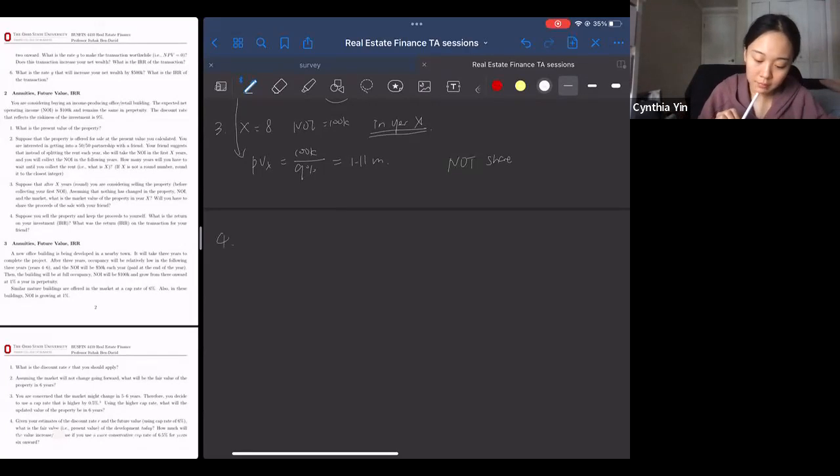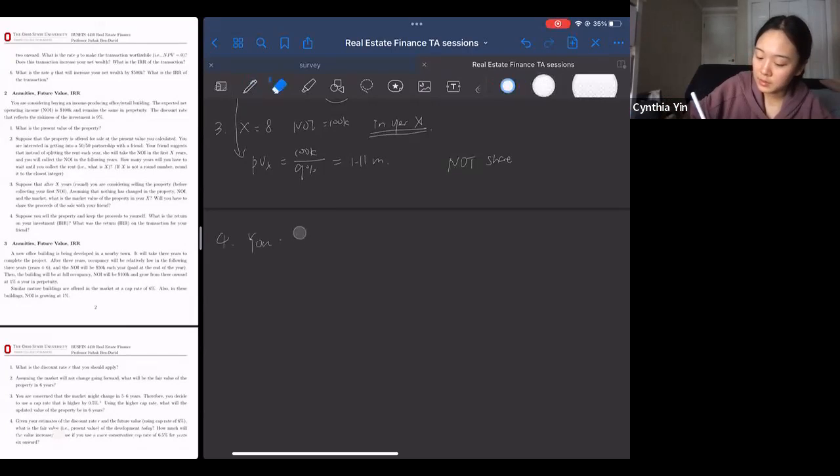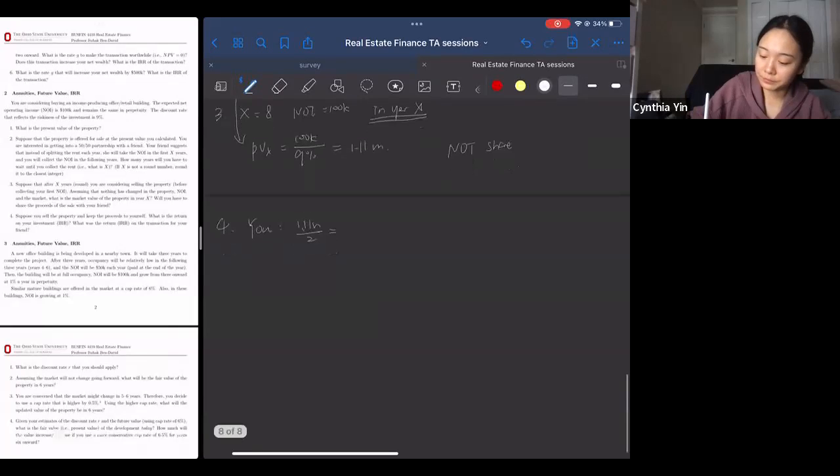Last question. Suppose you sell the property and keep the proceeds to yourself. What is your IRR? And what is your friend's IRR? So still, IRR is coming from the perpetuity and your payment. For you, your payment is 1.11 million divided by 2. And you will receive a perpetuity starting from year 8.